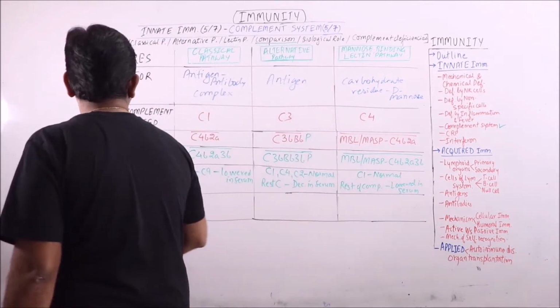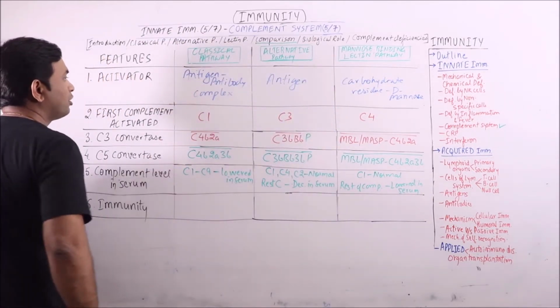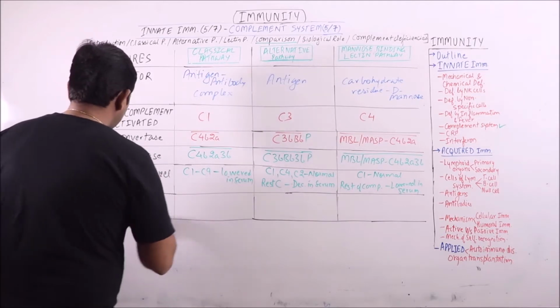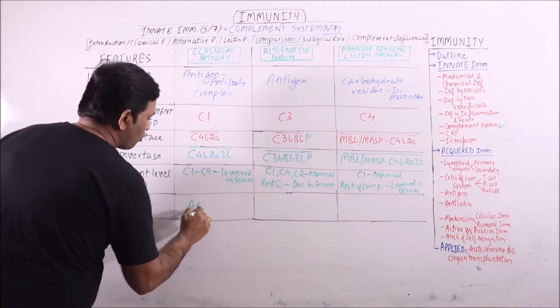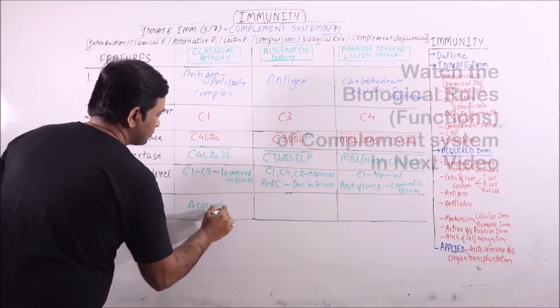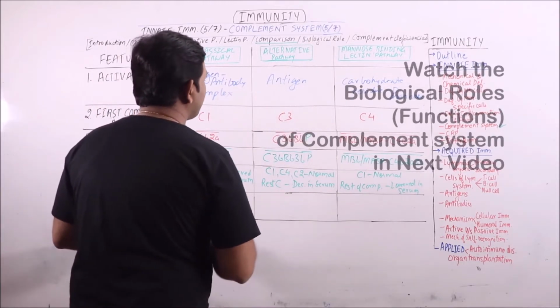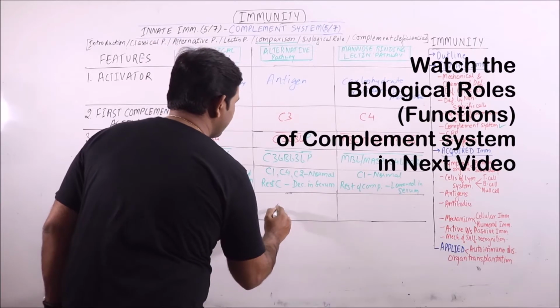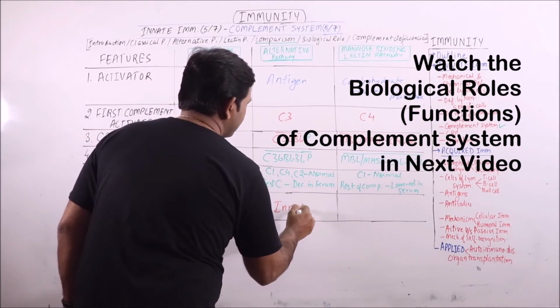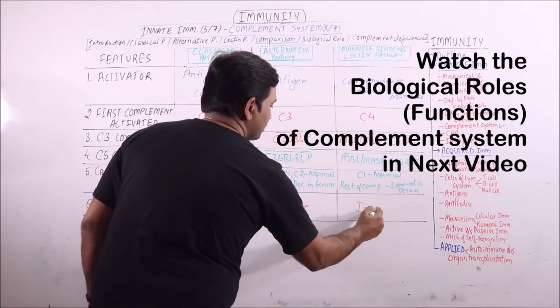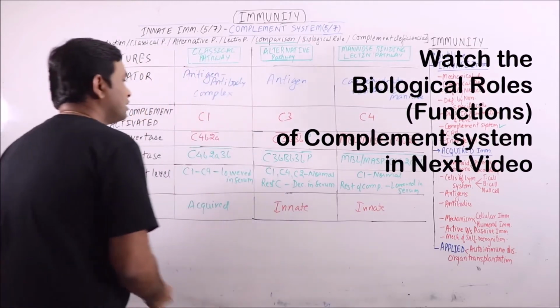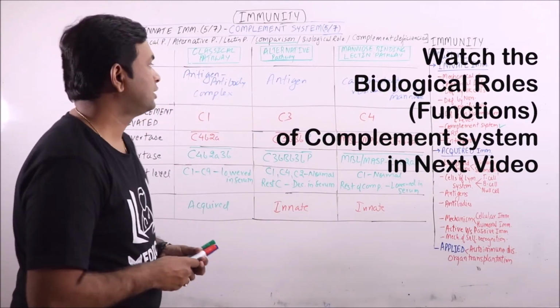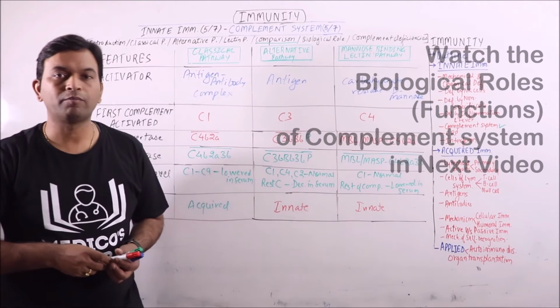And because the antigen-antibody complex is involved, the immunity will be acquired only, while in the alternative pathway and the mannose binding lectin pathway it is innate. So these are the various points of comparison between the three pathways of the complement system.